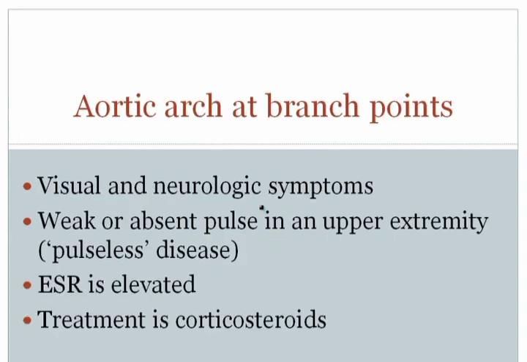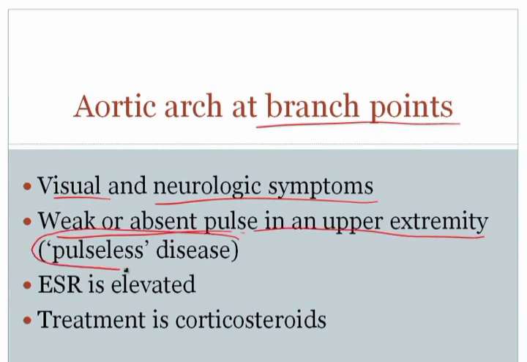Now, in temporal giant cell arteritis, we involved branches of the carotid artery. In Takayasu's, we're much more proximal, and instead we're going to involve the aortic arch at branch points. This is going to result in visual and neurologic symptoms as you cut off the major vessels coming off of the aortic arch. It also can result in weak or absent pulses in an upper extremity. That's why it's also called pulseless disease. The ESR will be elevated, and the treatment is corticosteroids. So very similar to temporal giant cell arteritis with a couple of exceptions.